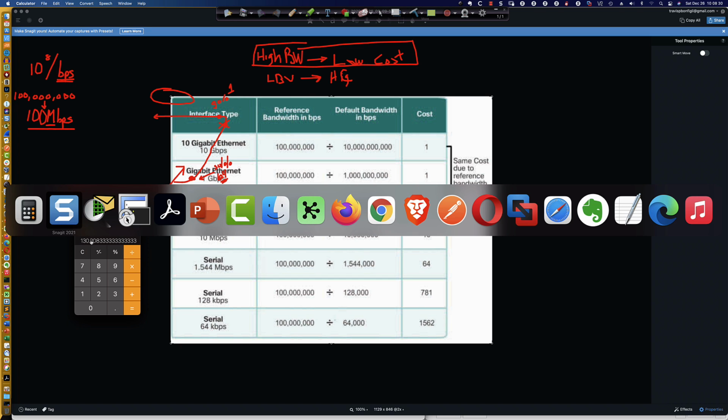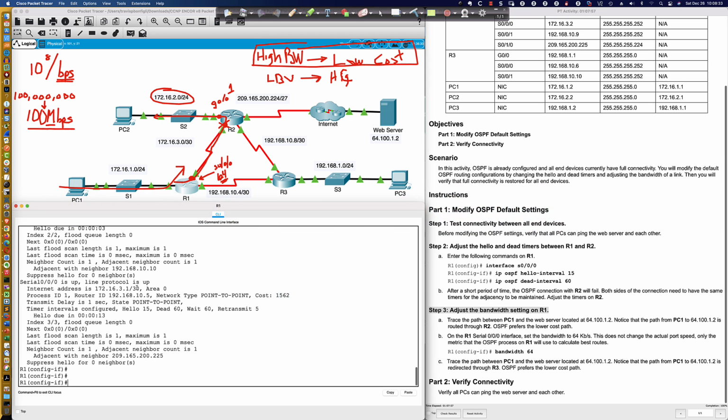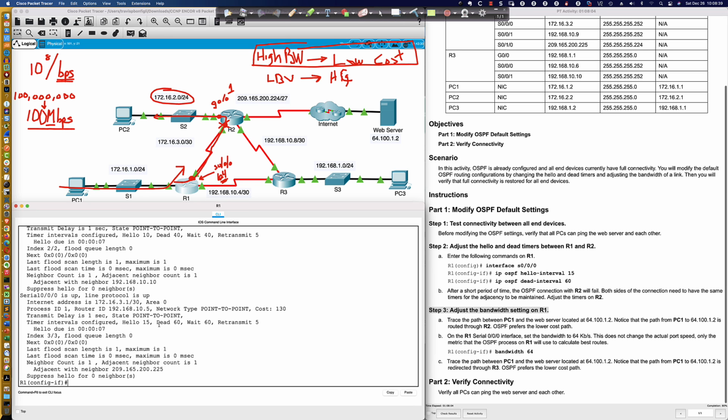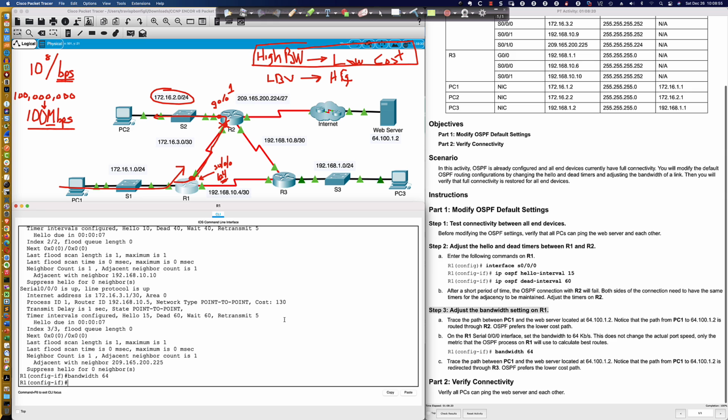How can I prove that to you? Well, let's come onto this interface and say bandwidth 768. And now let's say do show ip ospf interface, cost of 130. That is how OSPF is calculating the cost on a per interface basis on which OSPF is running. This is from OSPF's perspective. And again, that gives us the 100%, but there's more to the conversation here. So that's how I calculate the cost.